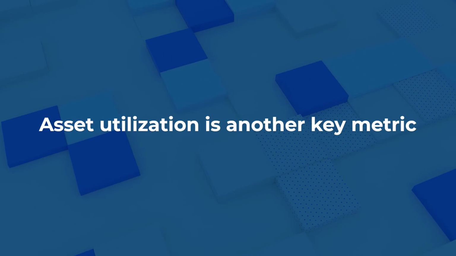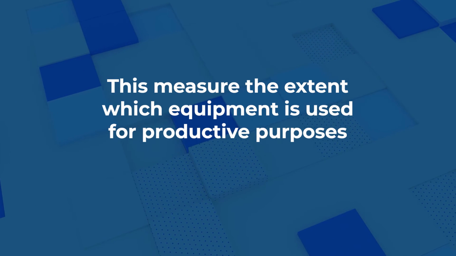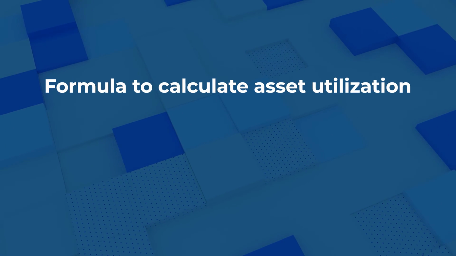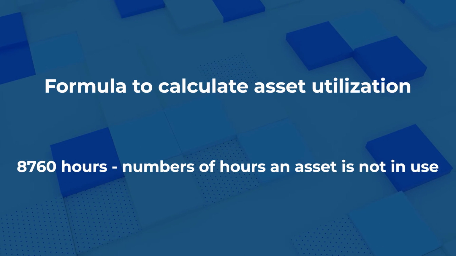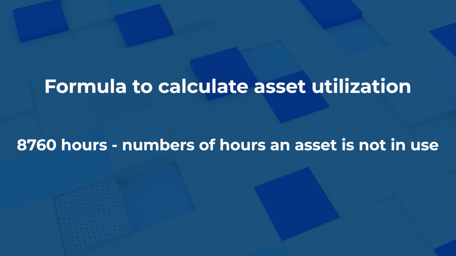Asset utilization is another key metric. This measures the extent to which equipment is used for productive purposes. The formula to calculate asset utilization is 8,760 hours minus the number of hours an asset is not in use.